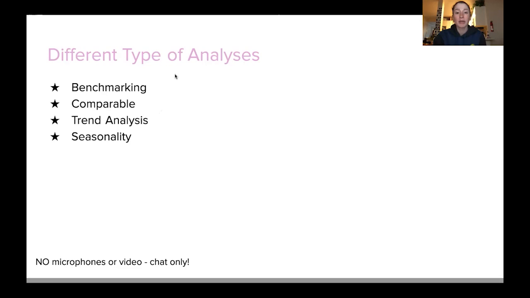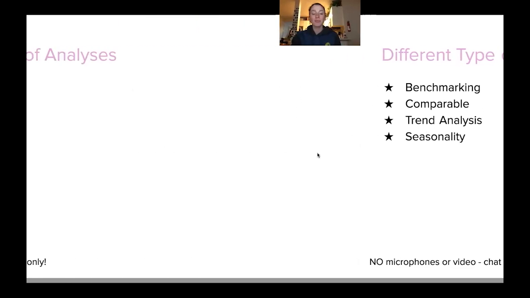As segment 2 is coming to a close, this is the last new thing you guys will learn, the ratios, so you guys will see these next week. So the 4 that we have are benchmarking, comparables, trend analysis, and seasonality. You might have heard these in like economics class, these kind of terms. So we'll go through them.